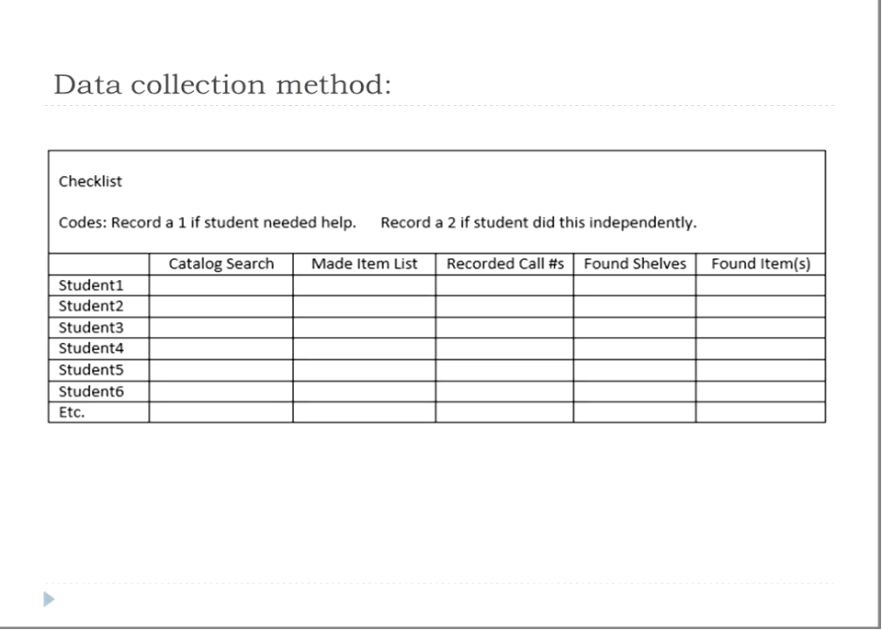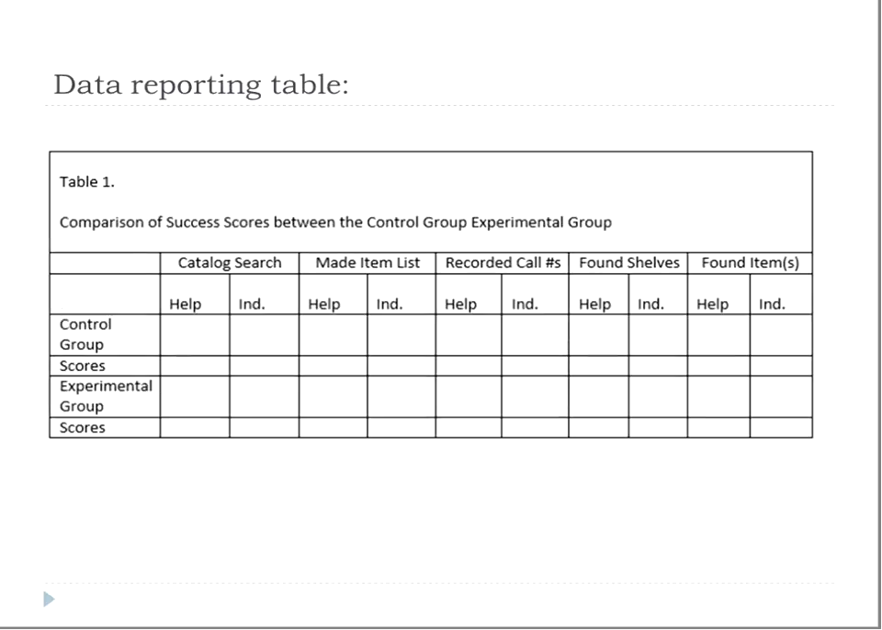How would they do data collection? Well, I don't know exactly how those people at the University of Illinois did their data collection, so I sort of made this up. If I were doing this sort of research experiment, I think that I would want to break it down into some subcategories. If I were shadowing these students after they received instruction, I'd want to know, first of all, could they do the catalog search? Second, did they make an item list? Did they write stuff down? Third, did they record call numbers? Students often forget to do that. Fourth, could they find the shelves? And fifth, could they find the items?